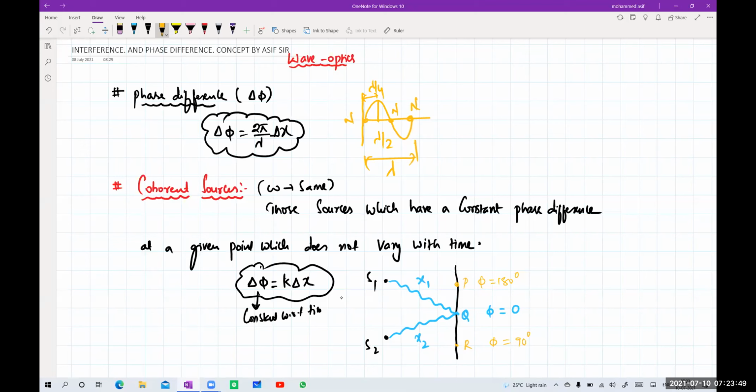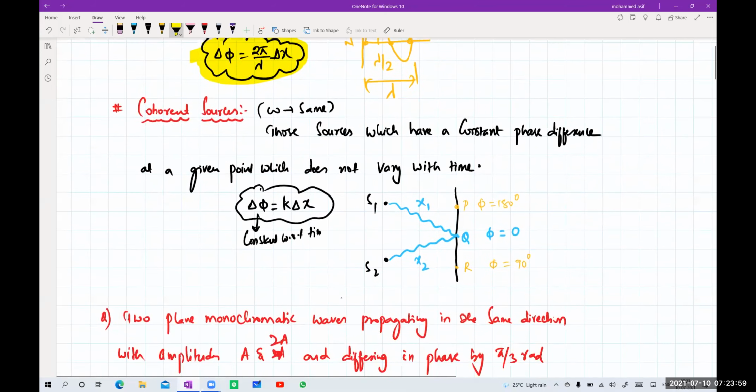So the relation between the phase difference and the path difference is given by the formula delta phi is equal to 2 pi by lambda into delta x. Now let us talk about coherent sources. What do you mean by coherent sources? The sources for which omega, that is angular frequency, is the same, and which have a constant phase difference at a given point that does not vary with time, are called coherent sources. Like delta phi is equal to k into delta x. K is a constant, and phi remains constant with respect to time.